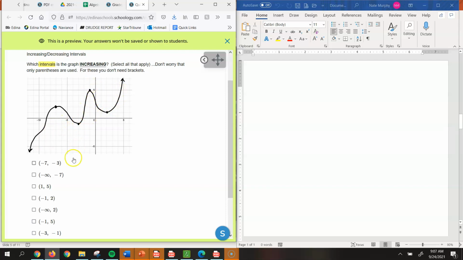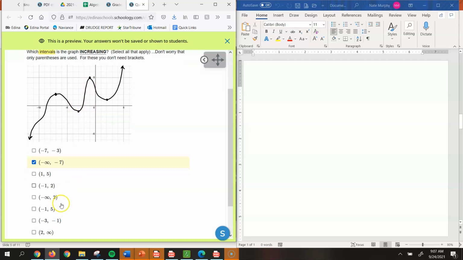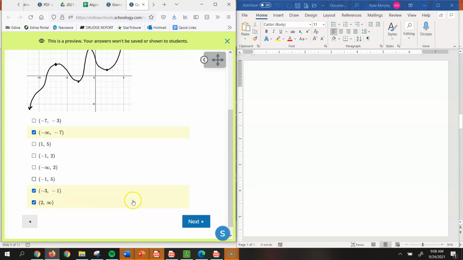So there's 3 intervals where it's increasing, the first of which is from -infinity to -7. And then this one goes from where x is -3 to where x is -1. So again, we label our intervals based on the x-axis. So from when x is -3 to when x is -1, it's increasing. So where's that one? That's right here. And then it's also increasing from when x is 2 to infinity. So from 2 to infinity, that's the other interval that it's increasing on.